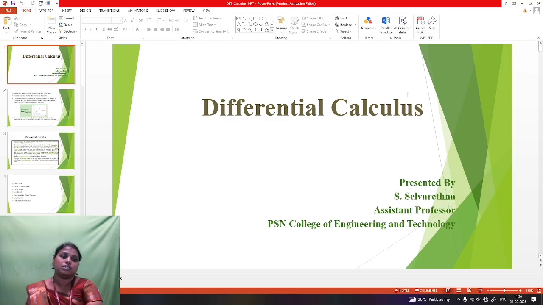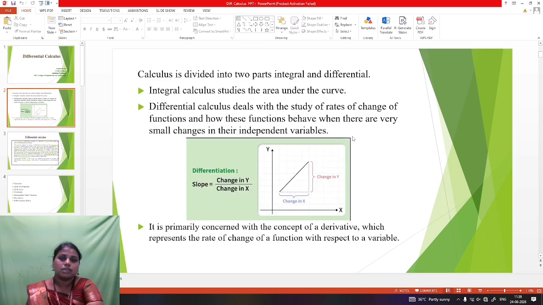Differential Calculus. Calculus is divided into two parts, the integral part and the differential part. The first one is the differential part, the second one is the integral part. Integration has two types, partial integration and normal integration. Differentiation has many types, such as quotient type, partial, and product type.